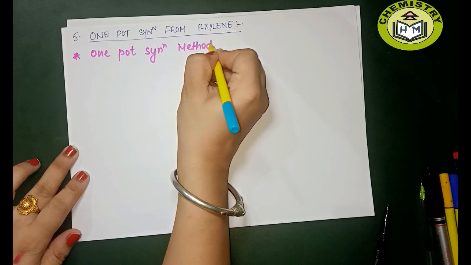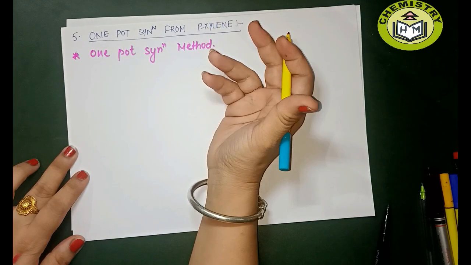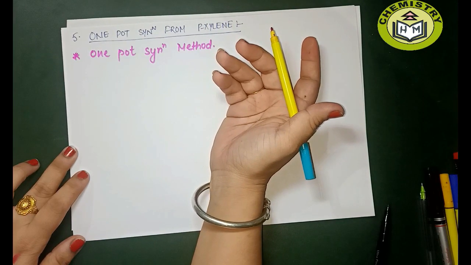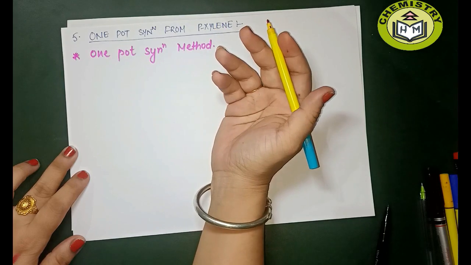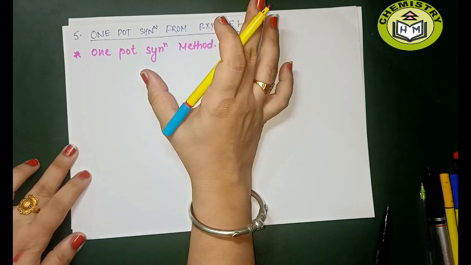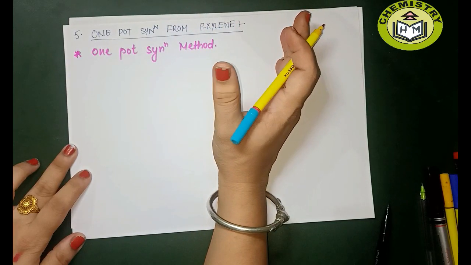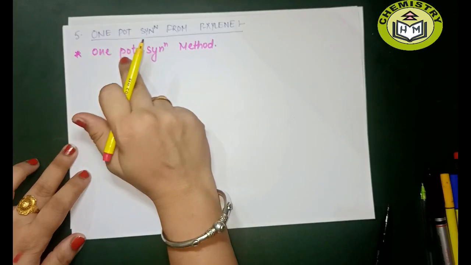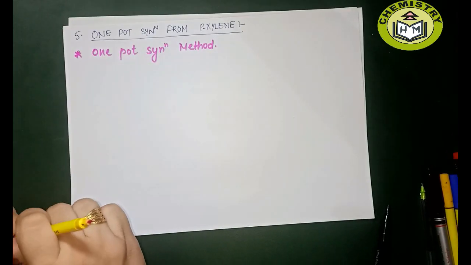One pot synthetic method means we have to take all the reagents together in one container and just do heating. After we provide whatever reaction conditions are needed for this reaction, we will have the product. All the reactants are mixed together in one container. It is one pot synthesis, right?